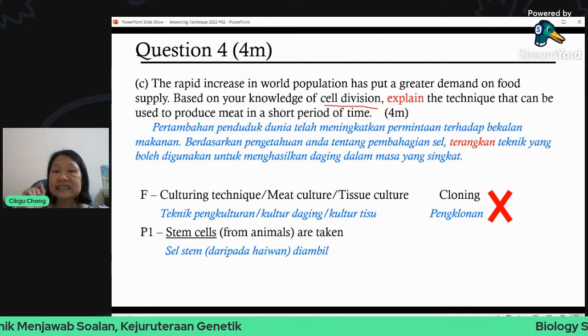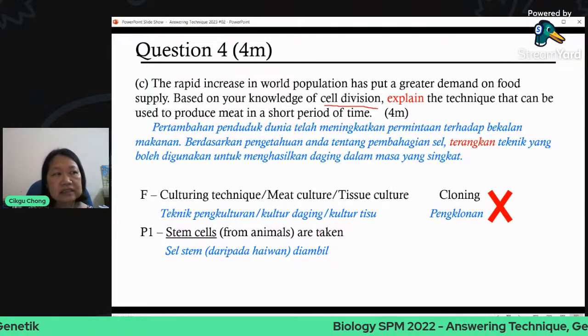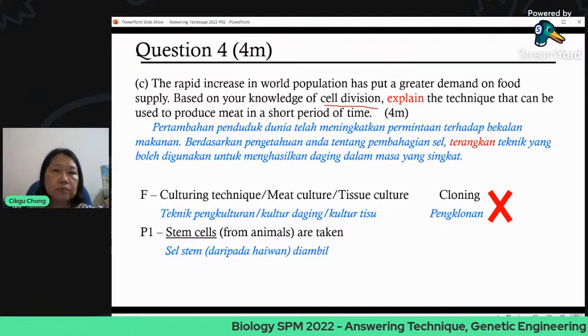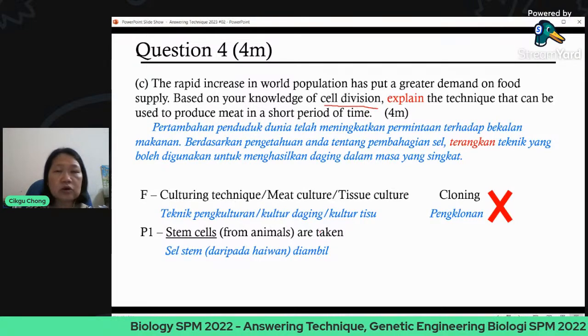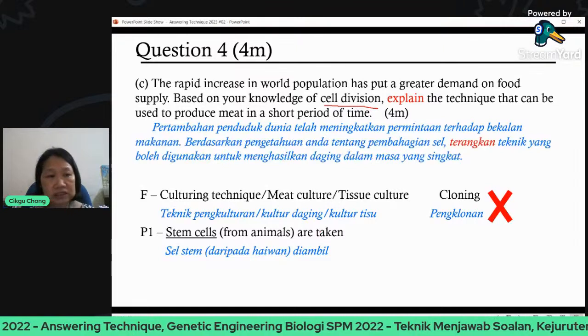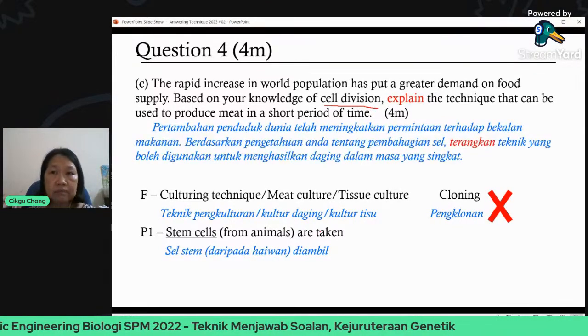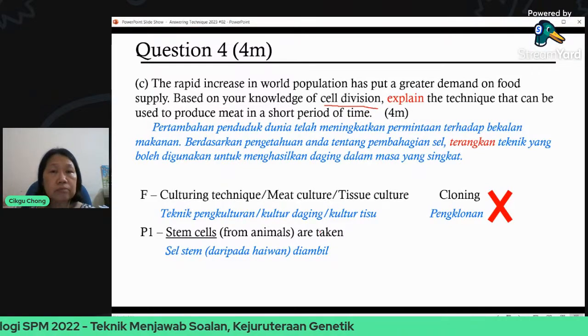Okay, so you say stem cells. Which cell do you want to use? You must pick a certain cell because your product comes from that cell. This is all the raw material. You must take the source, which is the stem cell. Not any cell, because not all cells have the same ability to be cloned. Only stem cells can be cloned.